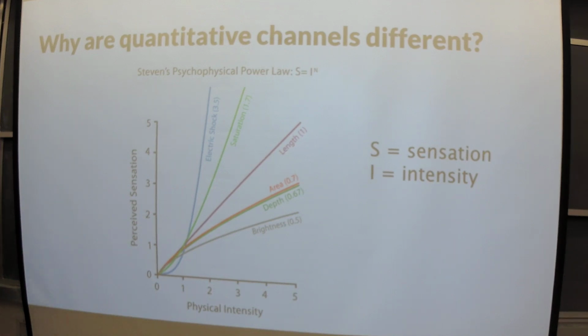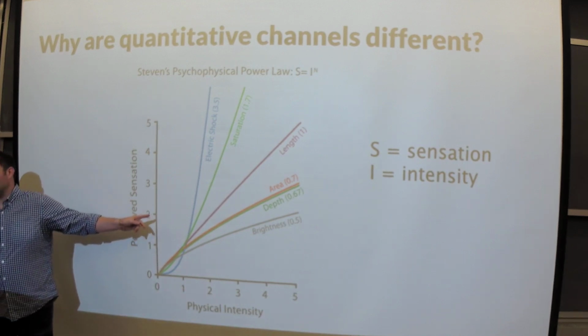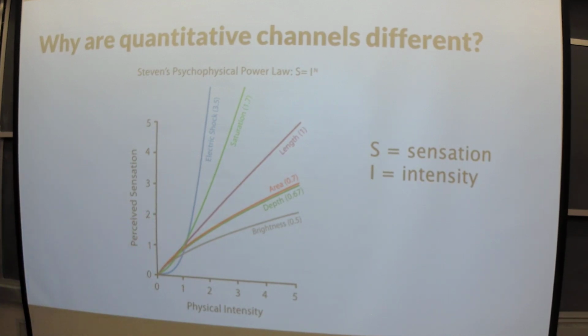So that's why length and position are these powerful visual variables, because we have a constant impression that is exactly proportional to the physical intensity. Color saturation, we tend to overestimate, and if you ever wanted to encode data with electric shock, be aware that people tend to overestimate the force of electric shock very much.